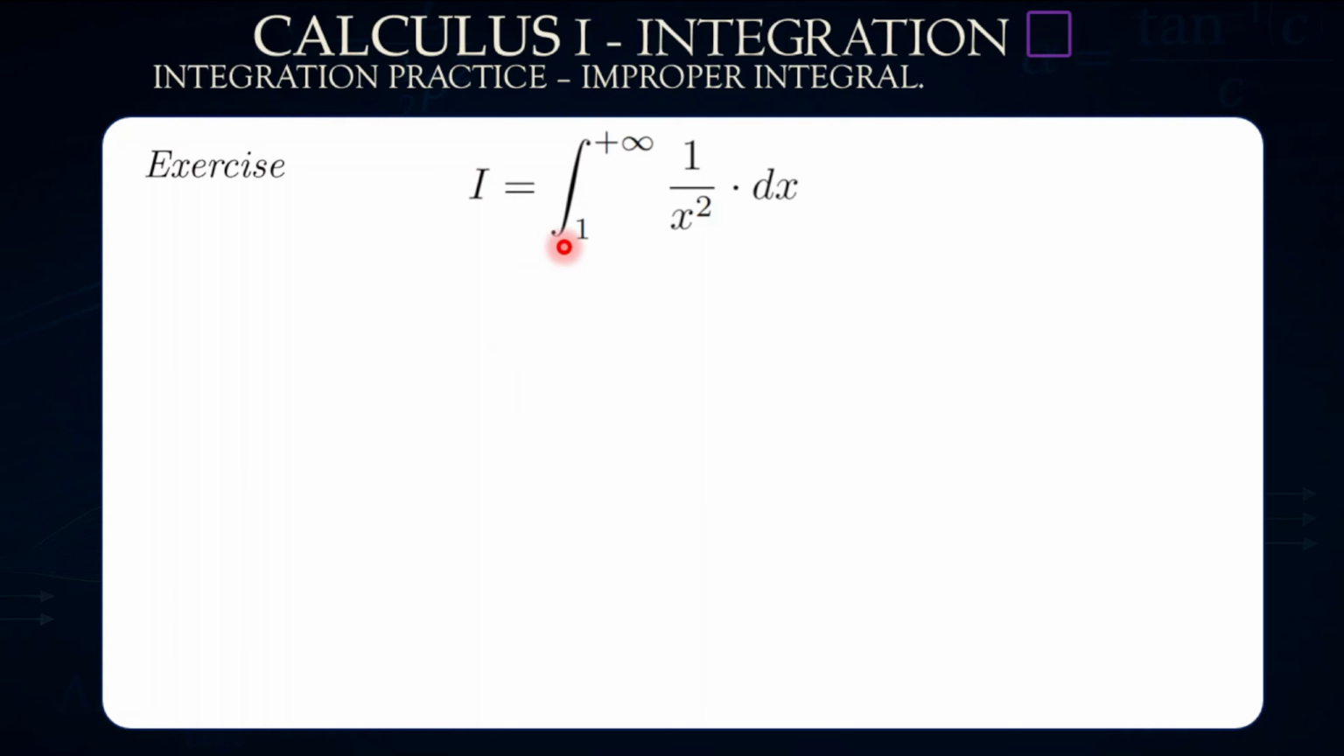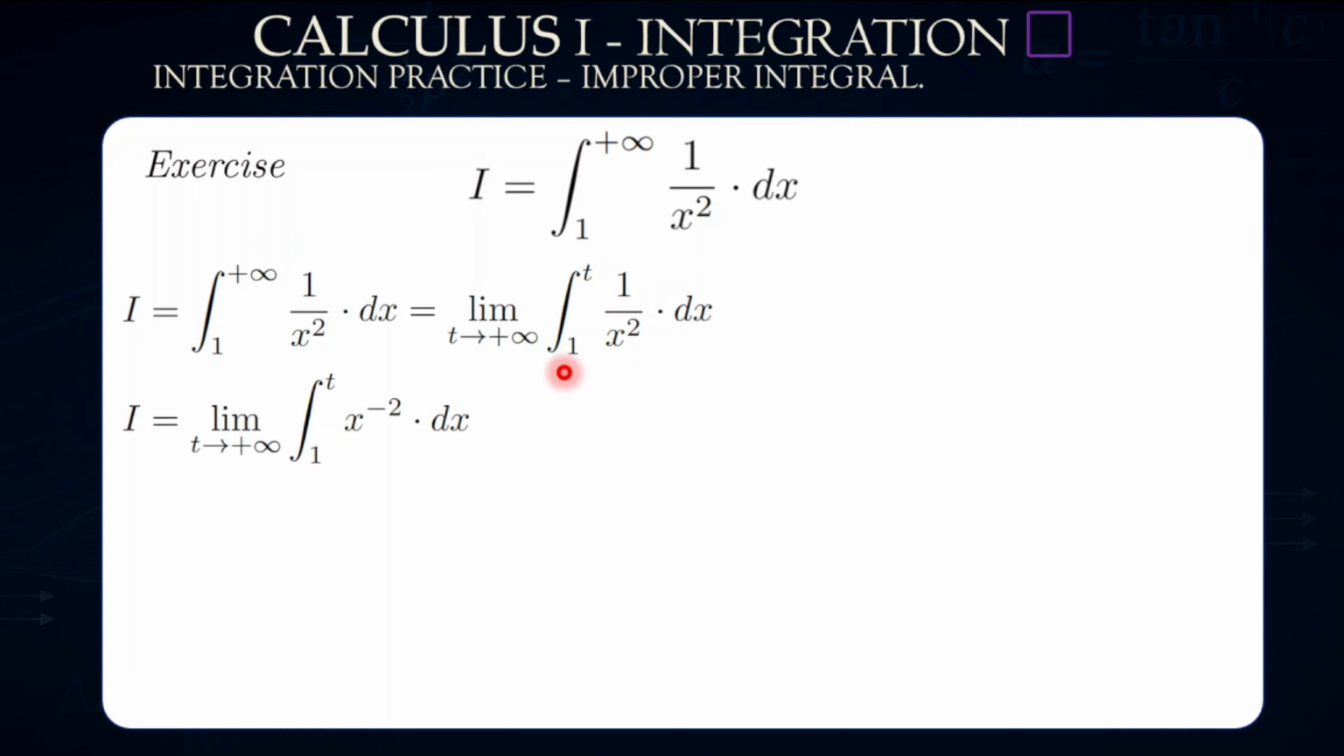I equals the integral from 1 to plus infinity of 1 divided by x squared dx. So we converted it to the limit for t going to plus infinity of the integral from 1 to t, so the upper boundary is replaced by t, of 1 over x squared dx.